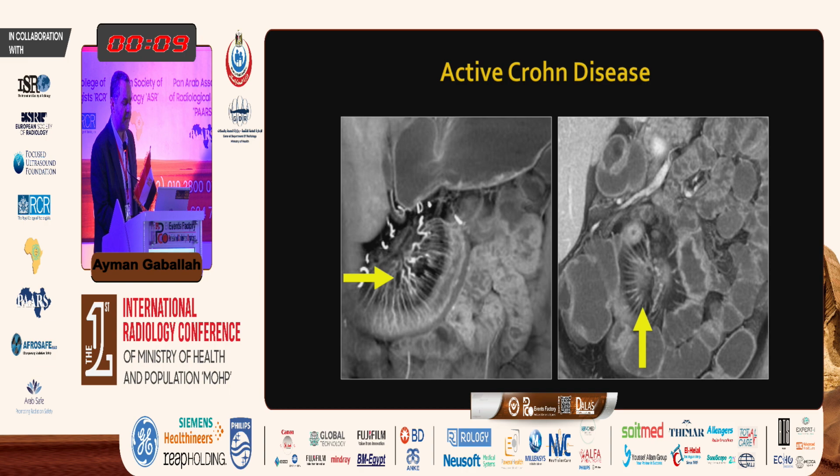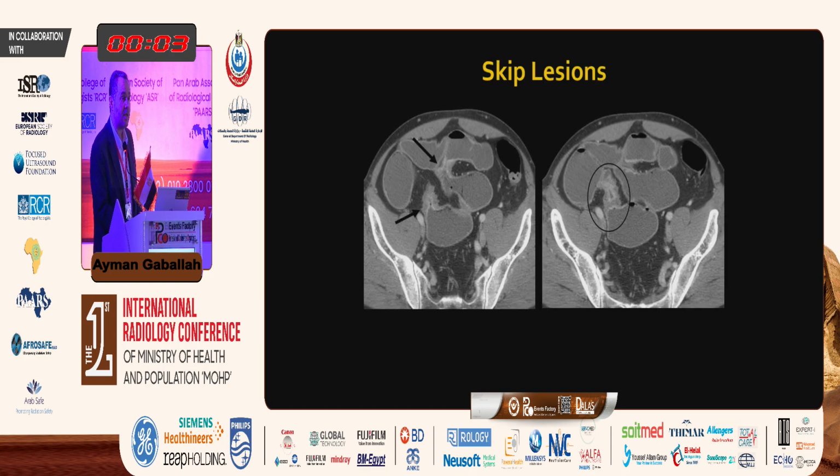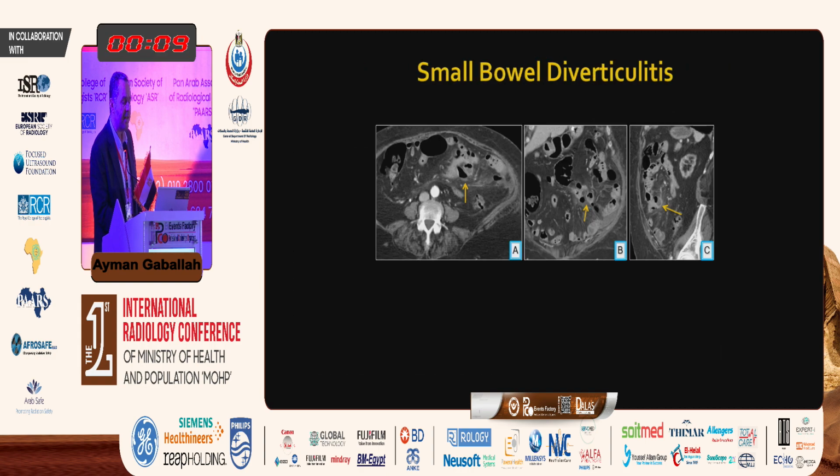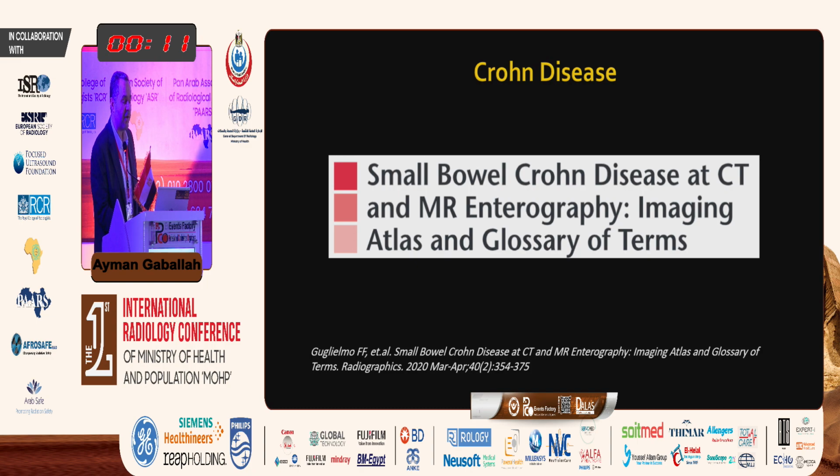Another case of Crohn's disease with the comb sign, a very nice comb sign, like the congested mesenteric vessels, very similar to a comb. And here is another case with multiple skip lesions. You can see strictures and active inflammation, multiple dilated bowel segments with skip lesions. All these features are typical for inflammatory bowel disease.